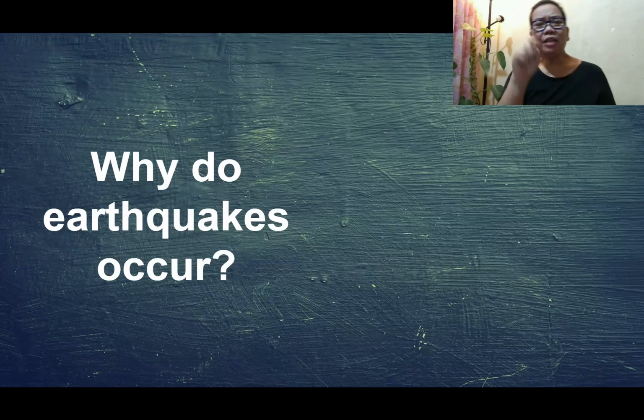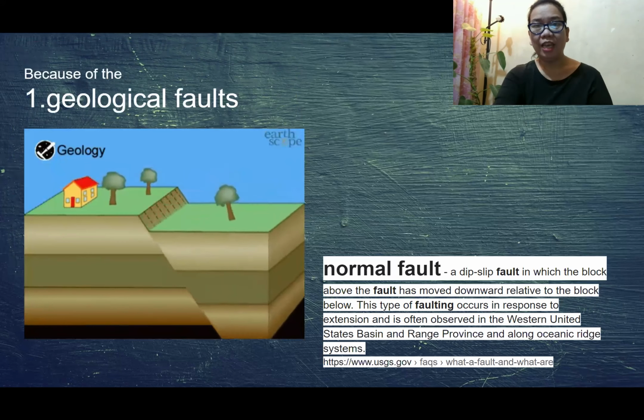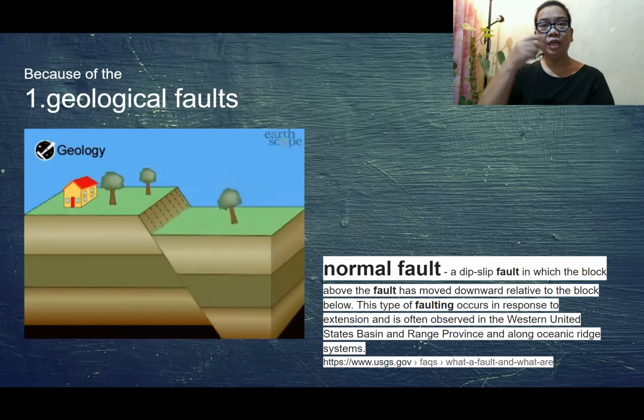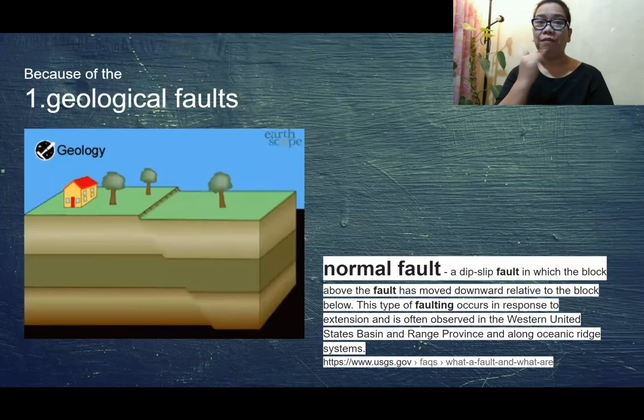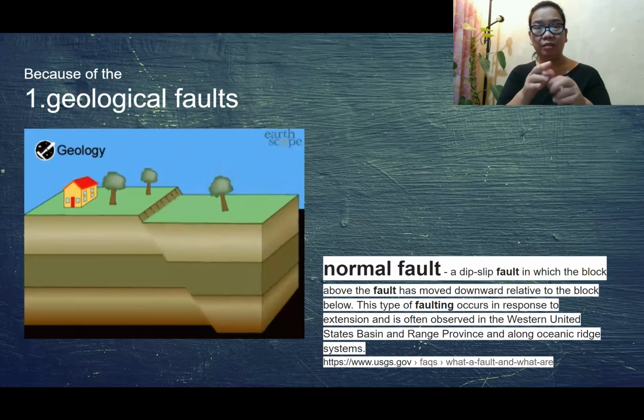Now, let me ask you, let's think, why do earthquakes occur? Why? Yes, it is because of geological faults. You observe what happened.